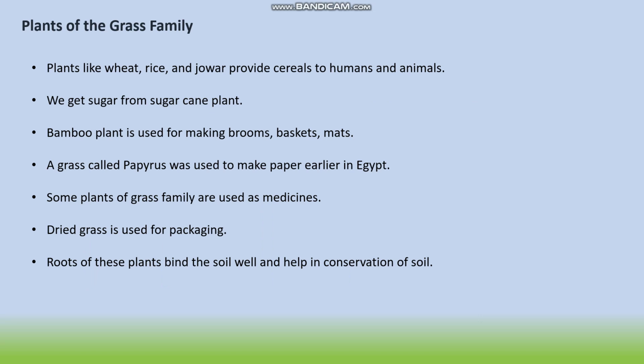Next, a grass called papyrus was used to make paper earlier in Egypt. Some plants of the grass family are used as medicines, and dried grass is used for packaging. Roots of these plants bind the soil well and help in conservation of soil. Here this chapter ends.